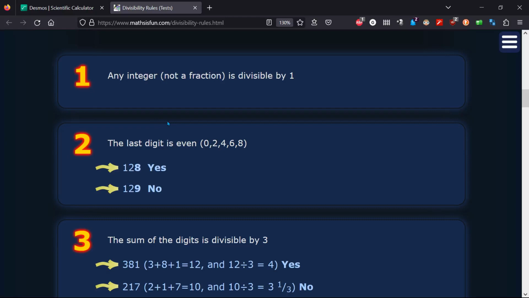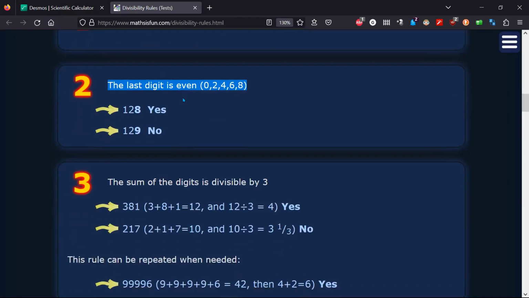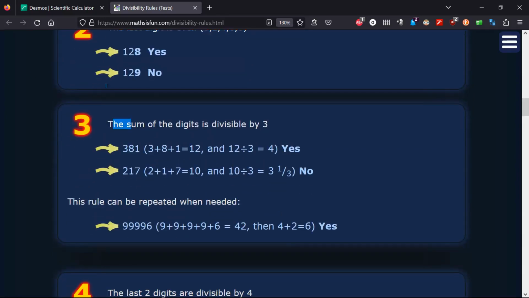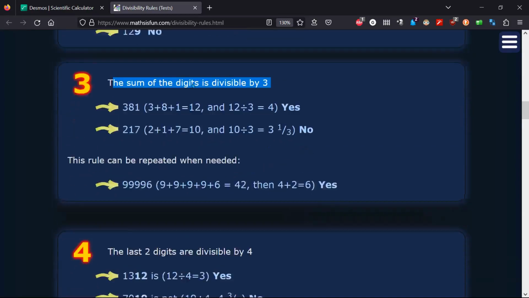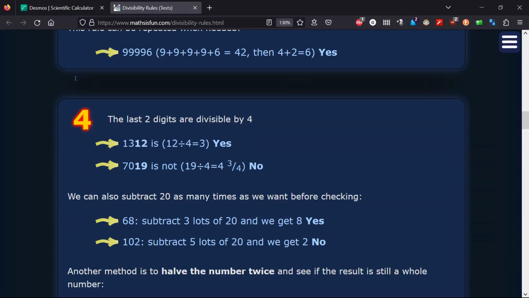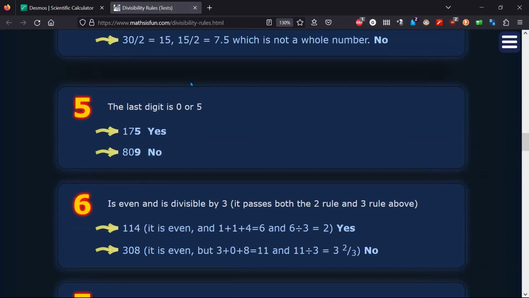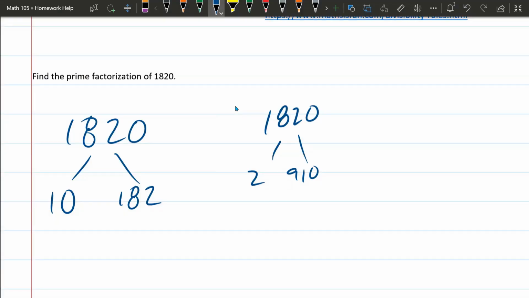All right, here's some divisibility rules. You probably knew the rule for 2, if the last digit is even, divisible by 2. 3, sum of the digits divisible by 3. Now some of these get a little more complicated, and I'm not going to go through all of them here. 5, last digit is 0 or 5. So these are good to know. So let's go ahead and keep factoring.